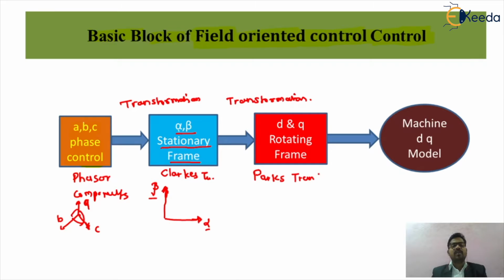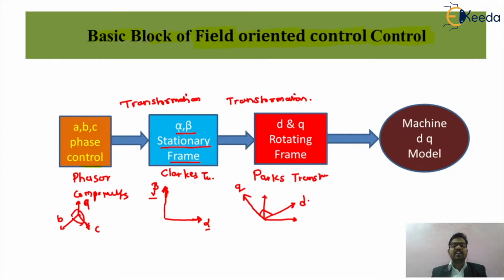So by the Park transformation, we are converting the stationary frame component into a rotary frame component. Suppose it is the alpha and beta frame. Now we want to convert the different components into D and Q. So what do we mean by the D and Q frame? This is the direct axis and quadrature axis. The angle between them will be 90 degrees.